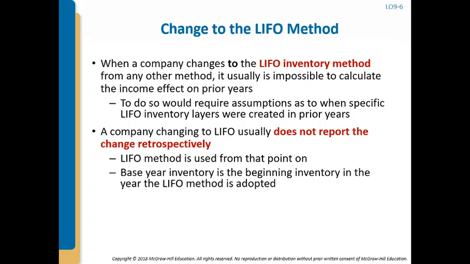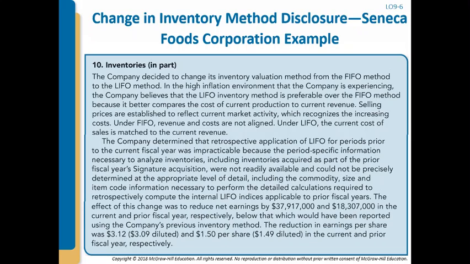So as I said, when you're changing to the LIFO method, it's impossible to calculate the income effect on prior years because you would have to make some assumptions as to when specific inventory layers were created in prior years. And so there you just change to LIFO prospectively, and you use LIFO from there on. The base year is the beginning inventory in the year the LIFO method is adopted.